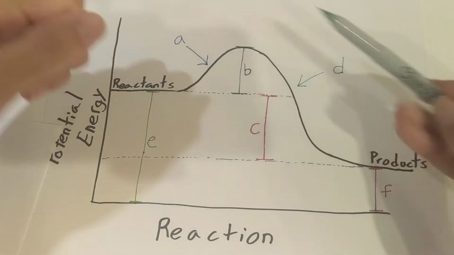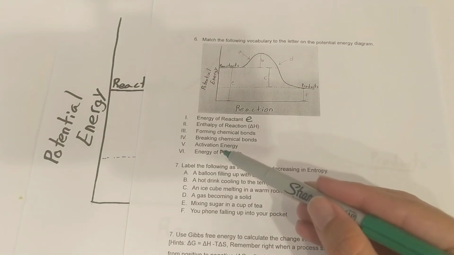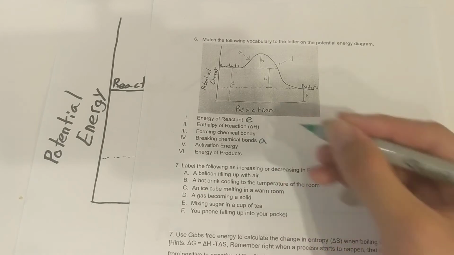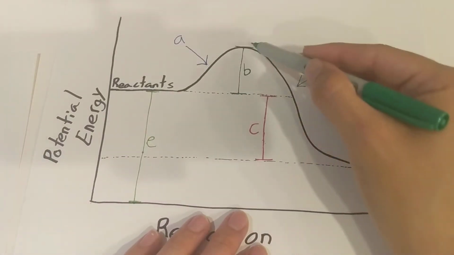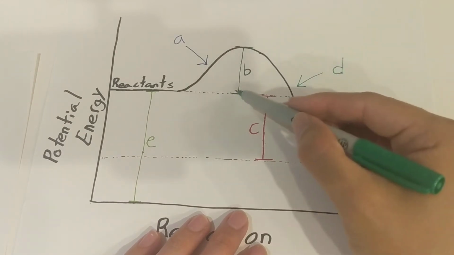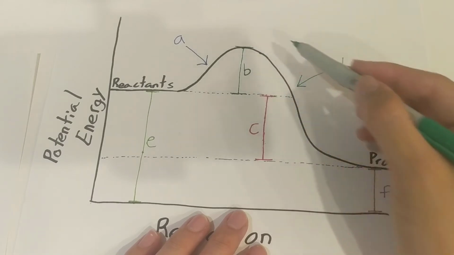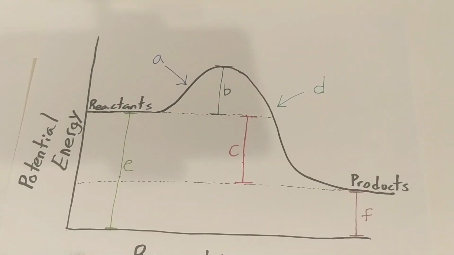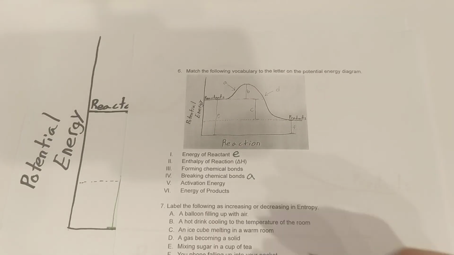So this A is referring to the breaking of our bonds. Let's see if that's here somewhere. Breaking chemical bonds. That would be A. And looking at B, this is an amount of energy. The amount of energy from what we start with to the tippy top right here of our transition state, that's our activation energy. So that's how much energy it takes to really get our reaction rolling. So B is our activation energy.